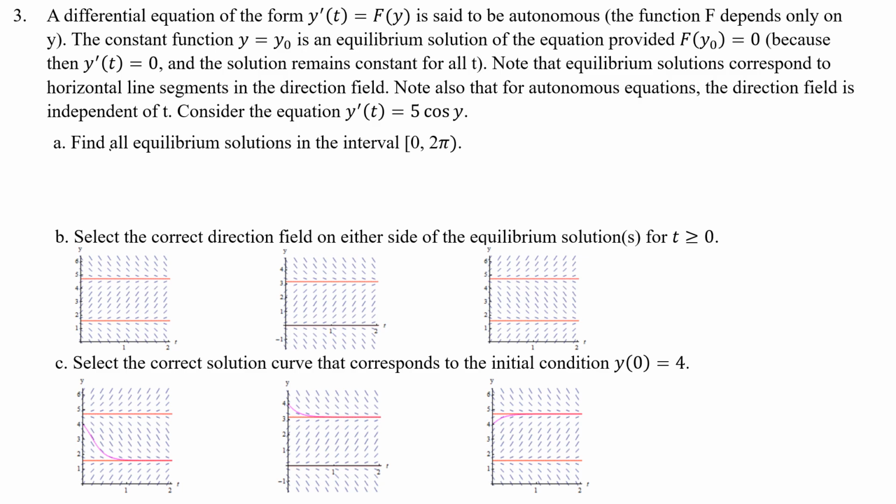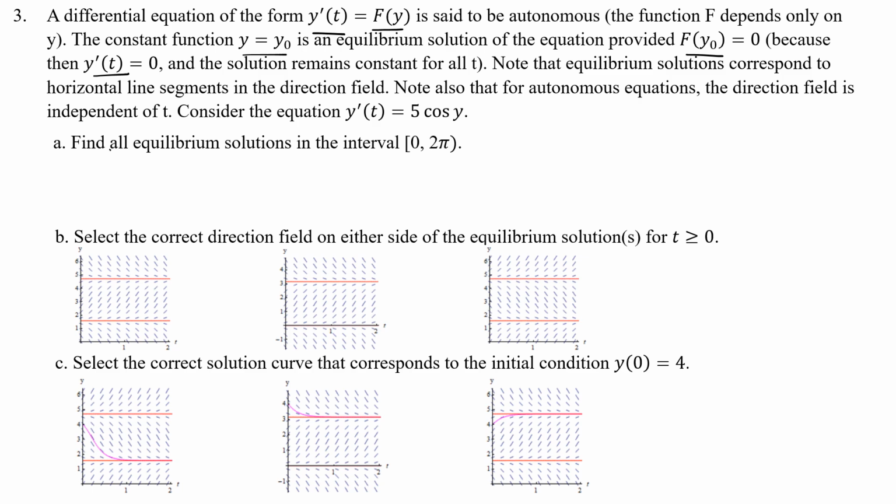All right, so let's take a look at this example here. So we have, again, a differential equation, and we have it in the form of y prime of t equal to f of y. And again, we have an autonomous function, meaning that the function depends only on y. And then we have the constant y is equal to y sub 0. Okay, that's our equilibrium solution of the equation, provided that f of y sub 0 is equal to 0. Okay, so again, that's because the derivative, the differential equation, is equal to 0.